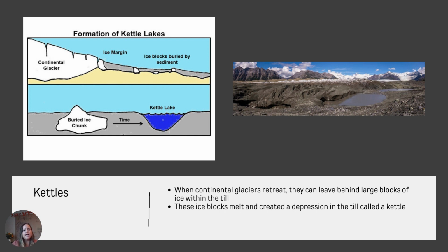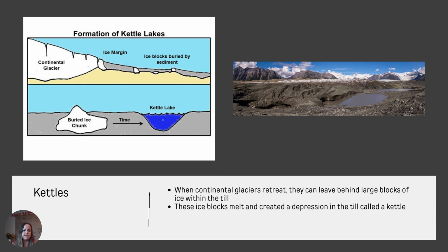Next, we are looking at a special type of lake. This lake is a kettle lake, and it forms as a glacier is retreating. Not all of the ice is melting at the same rate. And so sometimes a big chunk of ice might get left behind in the sediment.